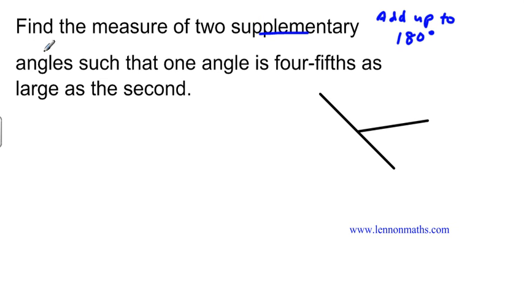Okay, so we're looking at this question. Find the measure of two supplementary angles such that one angle is 4/5 as large as the second. To solve this problem, we need to examine the keyword here, supplementary. And supplementary means add up to 180 degrees.